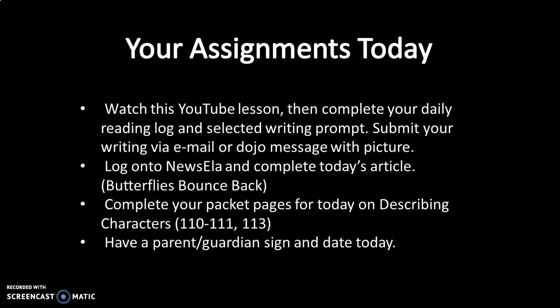Then you need to log on to News ELA and complete today's article about butterflies bounce back and submit the required quiz and work that goes with it. You need to complete your packet pages for today, which are about describing characters, so that goes along with what we're doing here as well. Those pages are pages 110 and 111, as well as 113. Remember, when you're writing a response, you need to make sure you are always using RAD. Lastly, make sure you have a parent or a guardian sign and date the appropriate spot for today after everything is done. So after the lesson, News ELA, reading, and writing prompts.